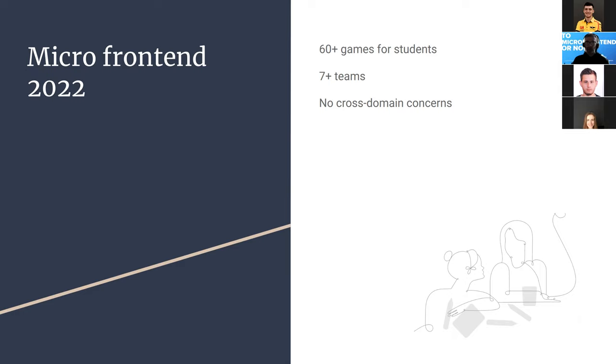We already know that we would have a big amount of games that we want to develop in parallel. It's already defined to have multiple teams starting up. At least as of now, we're claiming 7+ teams to start from sprint one. And this specific one really shines here, as there are no real cross-domain concerns, as each game just covers some small task or small problem, and none of them should really be interacting with each other.